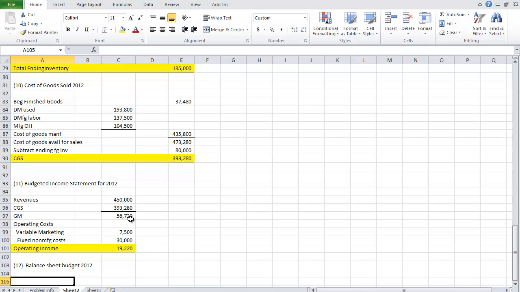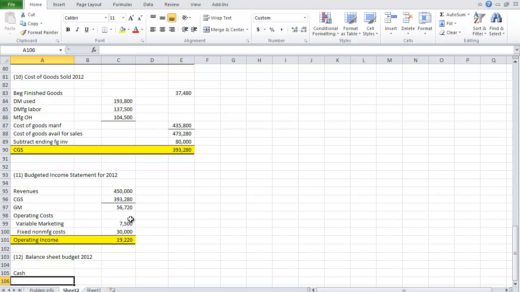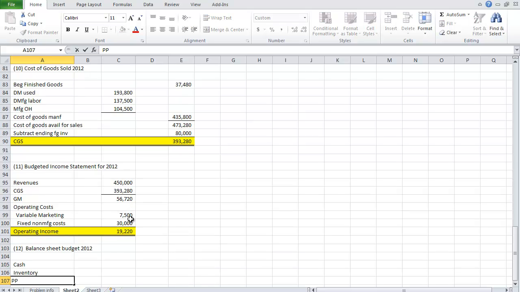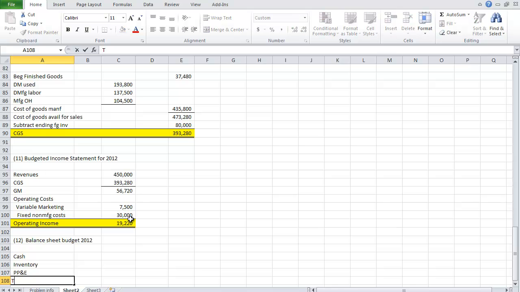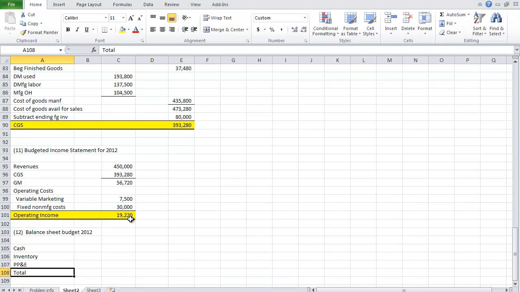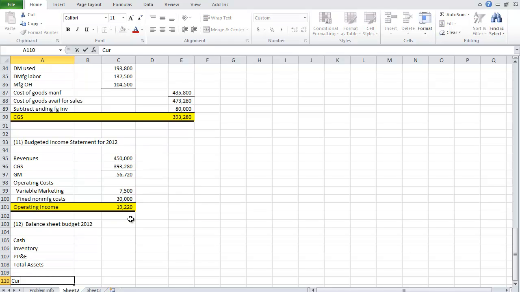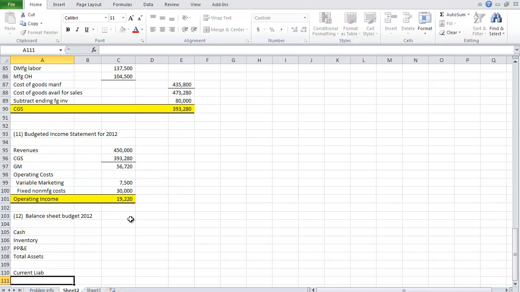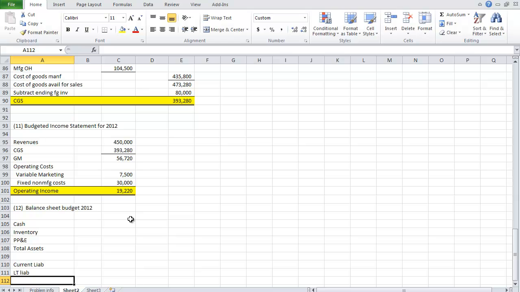We are going to start, and we have cash, we'll have inventory, we'll have plant, property, and equipment, which we were given. That's all we'll have for assets. We'll have current liabilities, which were given. We'll have some long-term liabilities. Again, we're given that. And we'll have some stockholders' equity.